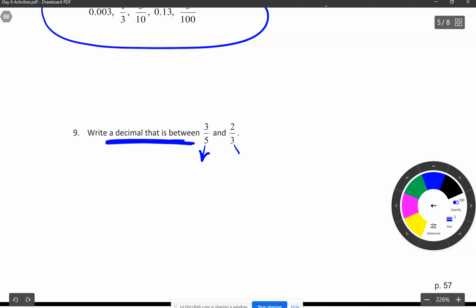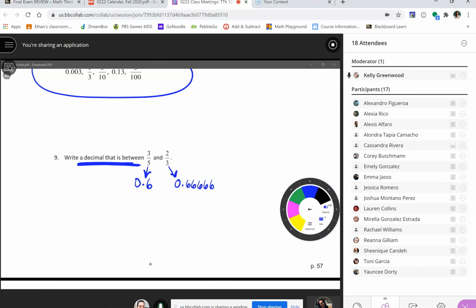So you'll have to change these both to decimals on your calculator, however you see fit, and then find a decimal number between those numbers. And you can type them anywhere on the screen. Oh, wait, I just realized you can't type on the screen. We'll throw it in the chat. What's a decimal number between those two?